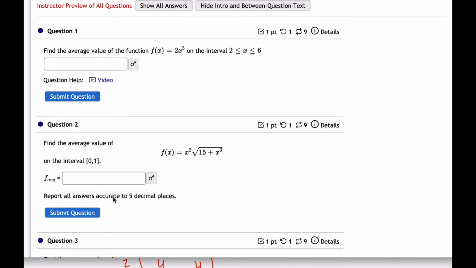Note that it says to report your answer accurate to 5 decimal places, so either keep 5 decimal places or more than 5 decimal places, or I think you can also type in an exact answer, type it in as an expression, and it'll mark that correct as well.